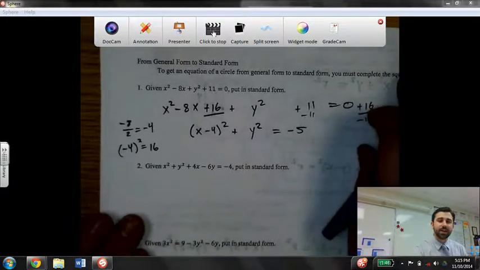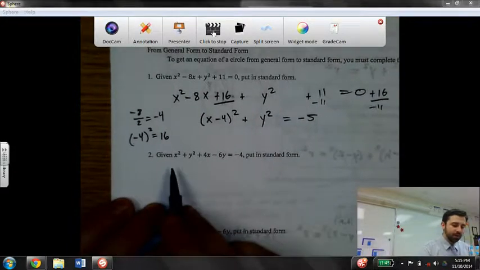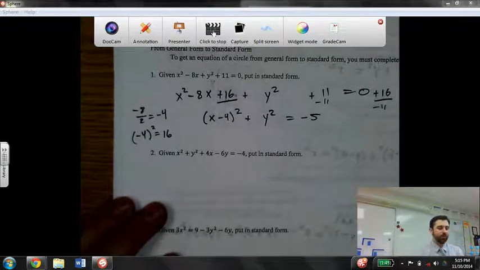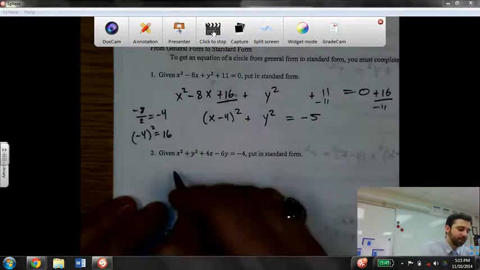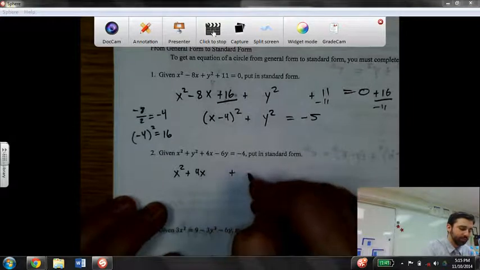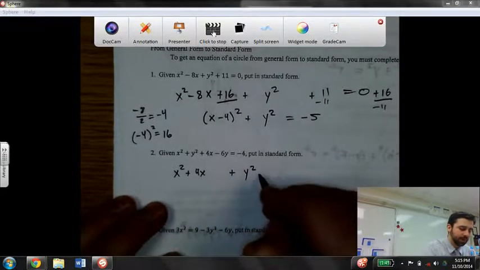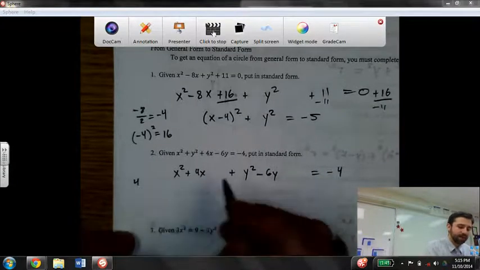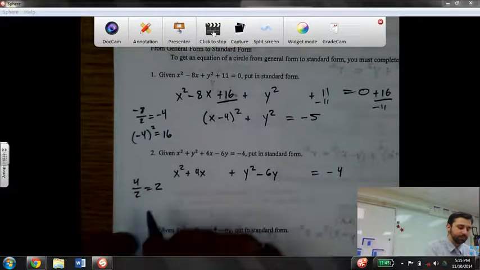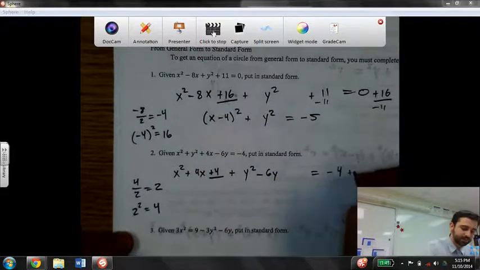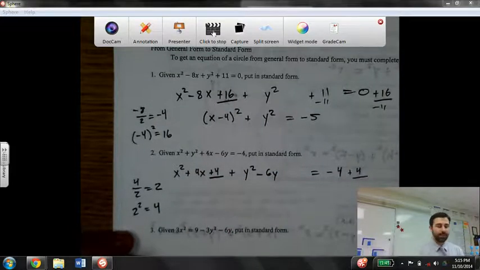So let's look at another example of this. I have x squared plus y squared plus 4x minus 6y equals -4. So the first step here is I'm going to write the equation in a grouped form with x's and y's. And then I'm going to take the b value of my x, divide it by 2, and then square it, which gives me 4. So I'm going to add 4 over to the x's, which means I have to add 4 on the right-hand side.